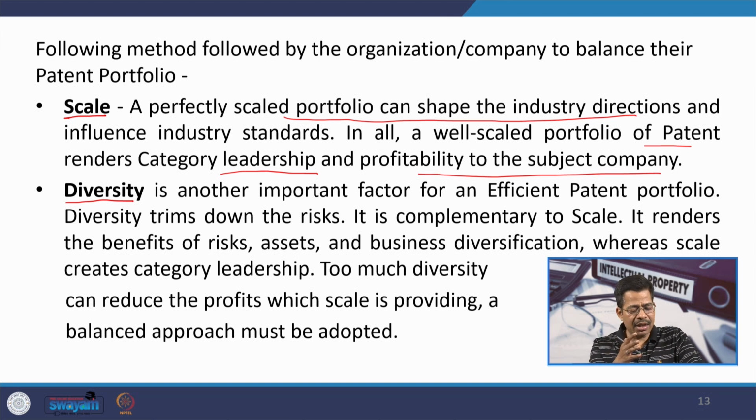Some patents are there in your portfolio, some designs are there in your portfolio, some trademarks are there in your portfolio. So, that is also a level of diversity. So, diversity can be discussed at two levels: on the basis of different types of IP in your portfolio and on the basis of different types of patents in your portfolio.